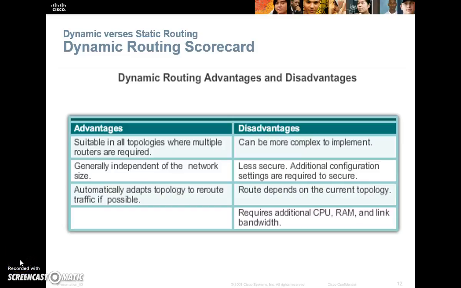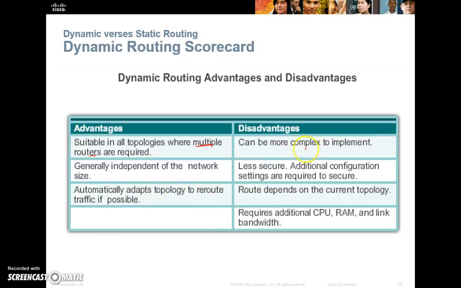Okay, let's continue with dynamic routing protocol. Some of the advantages are that dynamic routing protocol can be used when the network grows bigger, when you are using multiple routers, because it's more scalable compared to static routing. And it automatically adapts and reroutes the traffic whenever a primary path goes down.